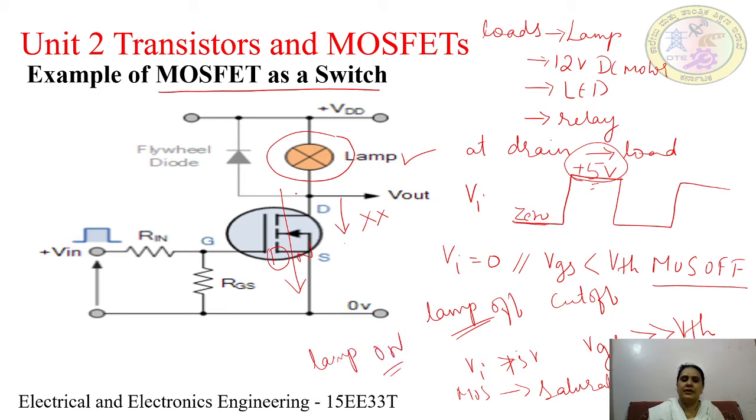So instead of connecting a lamp, I can turn the DC motor on and off by making the MOS an on switch and off switch. If it is an on switch, the motor runs. If it is an off switch, the motor stops. Similarly, if it is an on switch, the LED will be on. If it is an off switch, the LED is off. Similarly, if it is on, the relay will be on, and if off, the relay will be off.